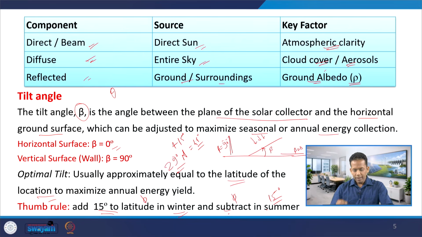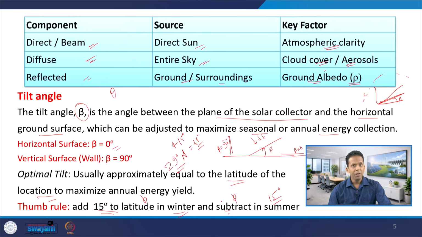The lesser the tilt angle, the more horizontal the surface would be. In summer, since the sun is available for most of the time of the day, we prefer a flatter, horizontal surface compared to a tilted surface. In winter, the sun is available for a short duration, so we can have a steep angle of tilt facing the position of the sun. That is why 15 degrees is added or subtracted in winter and summer.